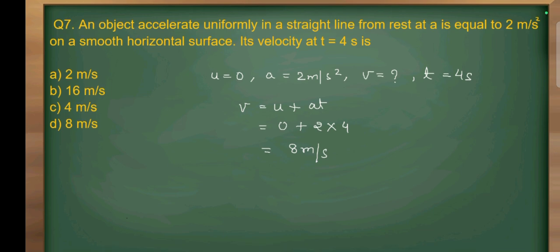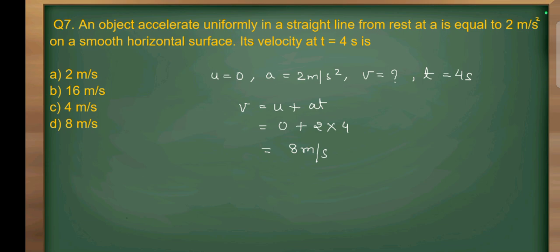Question number 7. An object accelerates uniformly in a straight line from rest at acceleration a equal to 2 meter per second square on a smooth horizontal surface. Its velocity at t equal to 4 second is. So here the initial velocity of the object is given as 0 and it is moving with the acceleration of 2 meter per second square, and we have to calculate its velocity at 4 seconds.